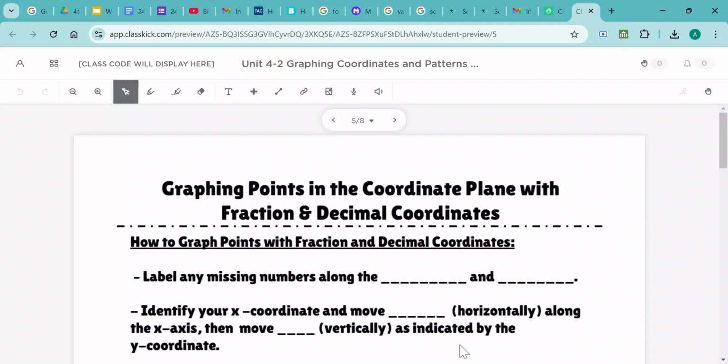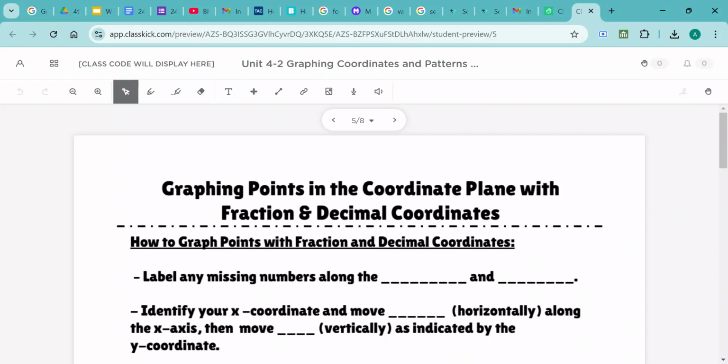Hi guys, so today's going to be our lesson. We're going to be graphing points. We're still going to be working with coordinate planes and graphing points. I'm still going to make sure to hit all the vocabulary words that we went over yesterday. Today we're just going to be graphing points that have fractions and decimals in them.